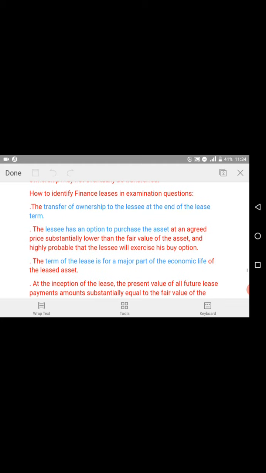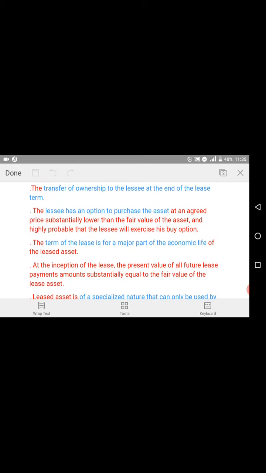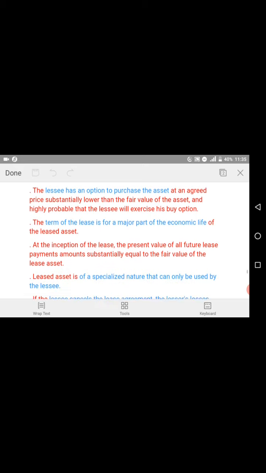Third one, the term of the lease is a major part of the economic life of the leased asset. If the leased asset has 10 years economic life, then the term of the lease is, let's say, 8 years. There is no definite benchmark given by the IAS standard, but it should cover substantially all of the economic life of the asset. At the inception of the lease, the present value of all future lease payments amounts substantially to the fair value of the leased asset.